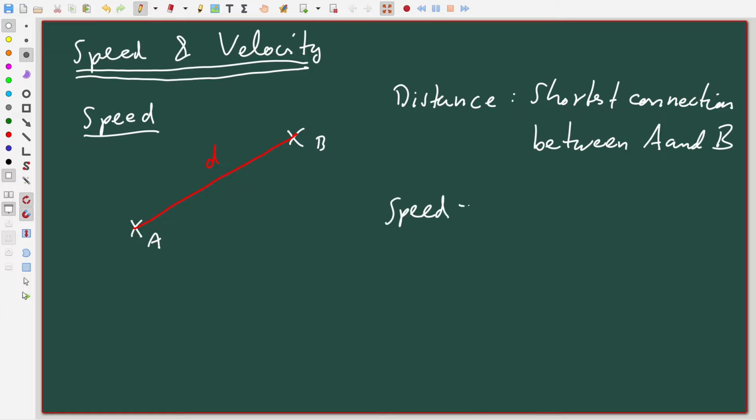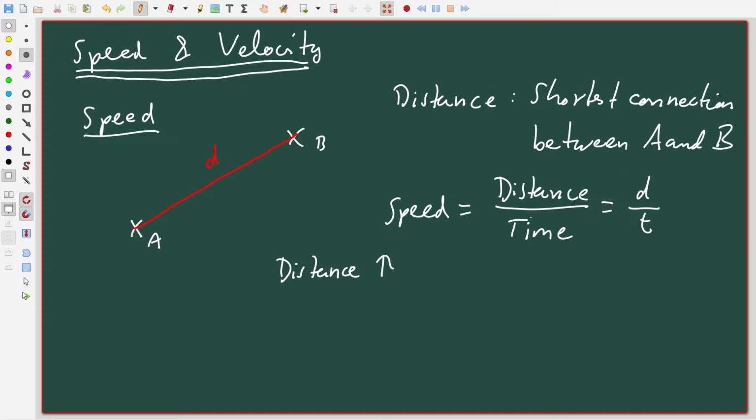And once we have defined this distance, we can then go to the next step and define the speed of an object as the fraction distance over time. Or if we want to use the letter d for the distance, we can write d over t, because t stands for the time. And this is also the most natural way to define speed, because if, for example, the distance increases and the object moves along this distance in the same time, it means that the speed of this object also increases.